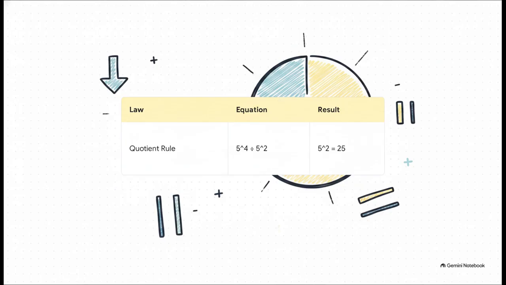Let's move on and see how this builds into the quotient rule. Think about it. If multiplying meant adding those exponents, dividing means doing the exact opposite, subtracting them. So 5 to the 4th power divided by 5 to the 2nd power, we keep our base of 5, subtract 2 from 4, and that leaves us with 5 squared, which is 25.